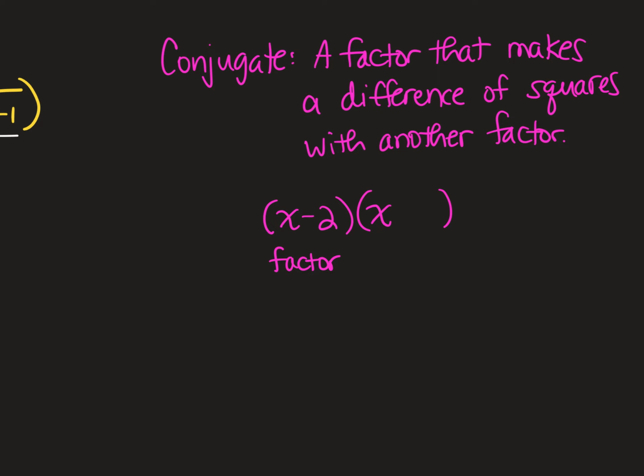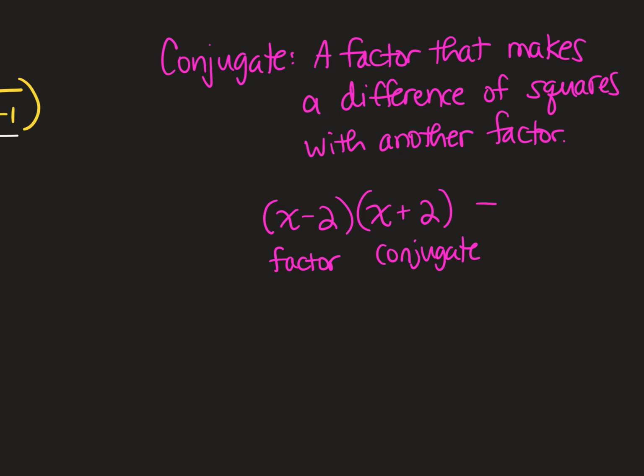What do you think? Wouldn't it just be x minus 2? Close. X plus 2. Yes. This is the conjugate. All right, so our original factor, x minus 2, the conjugate would be x plus 2, because when I pair those together, that creates a difference of squares.